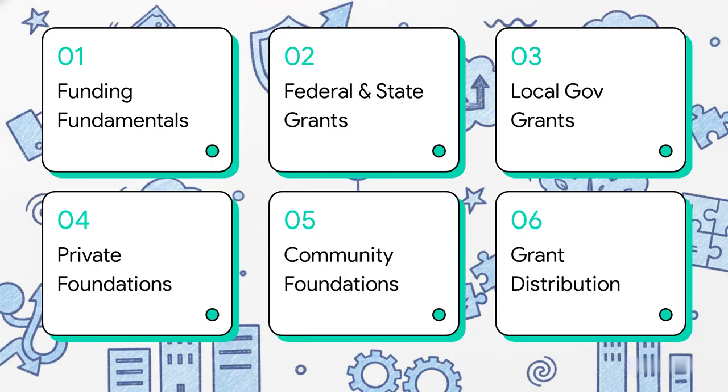So here's our roadmap for today. First, grant funding fundamentals. Second, federal and state grants. Third, local government grants. Fourth, private foundation grants. Fifth, community foundation grants. And finally, number 6, how distribution works.